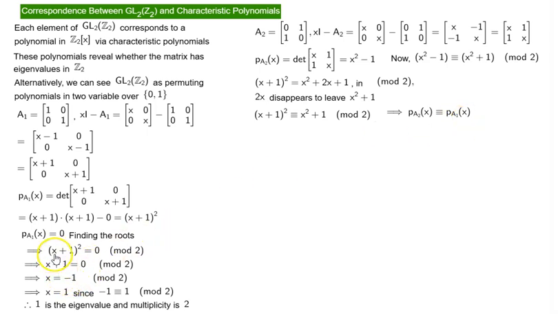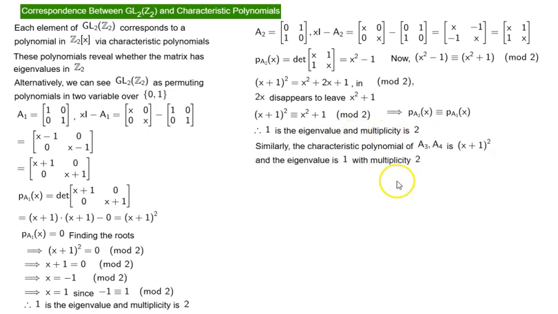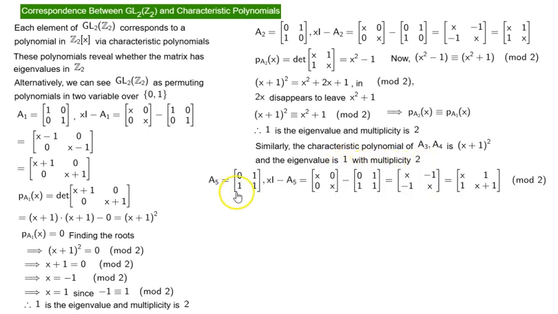Because here also, if you notice, we have x plus 1 squared, and here also we have x plus 1 the whole squared. So which means the eigenvalue will also be the same. So 1 is the eigenvalue and multiplicity is 2. Similarly, the characteristic polynomial of A3 and A4 is x plus 1 squared, and the eigenvalue is 1 with multiplicity 2.